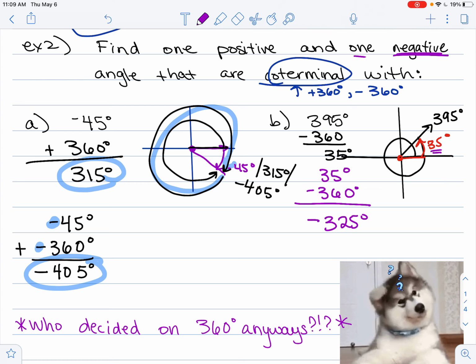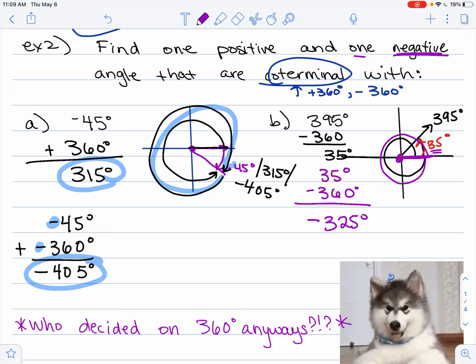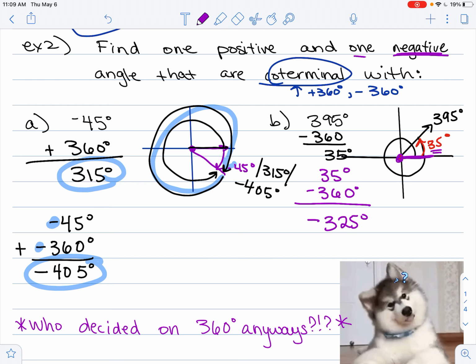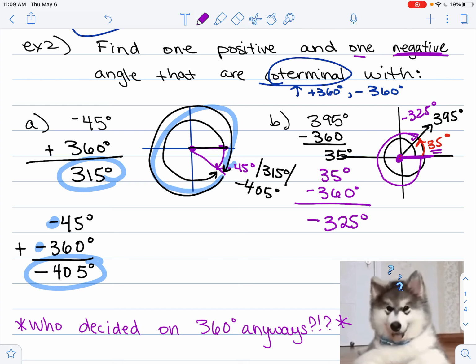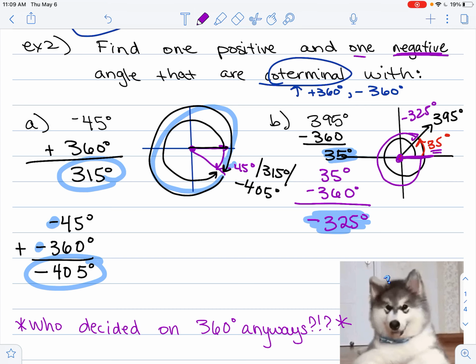So I'm going to start here. I'm going to put it in purple. Here's my starting side, and we're going to go negative 325. And we get negative 325 right here as well. So these are my coterminal angles.